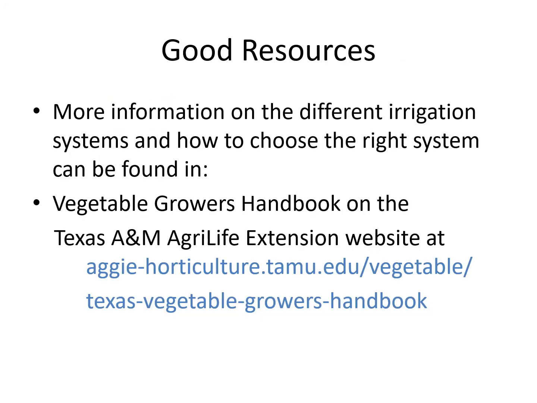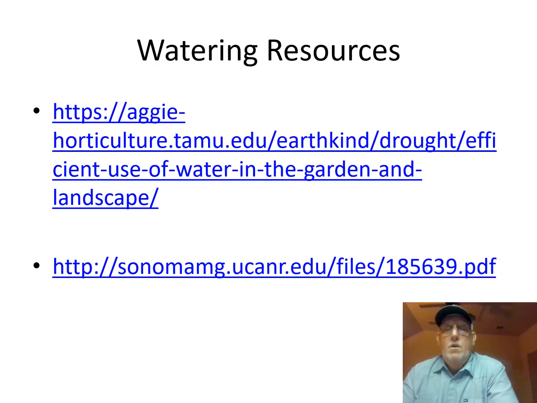So in summary, more information on the different irrigation systems and how to choose the right system can be found in the Vegetable Grower's Handbook on the Texas A&M AgriLife Extension website. And there's the website that you can go to find that information. Okay, well, I realize this can be a little confusing, but once you have a chance to go over it and study it a little bit, it'll be easy for you. Anyway, I hope I did a good job explaining everything to you. If you have any questions, give me a call.